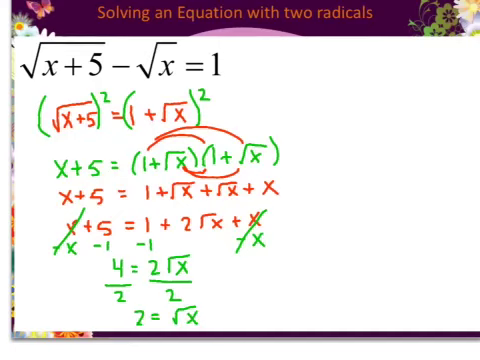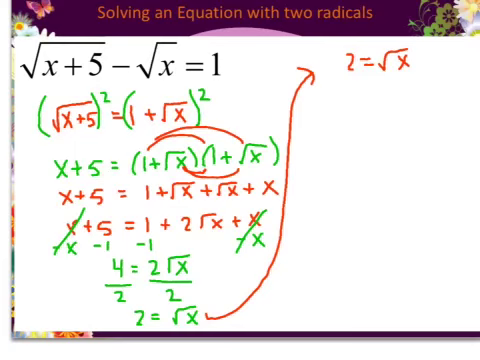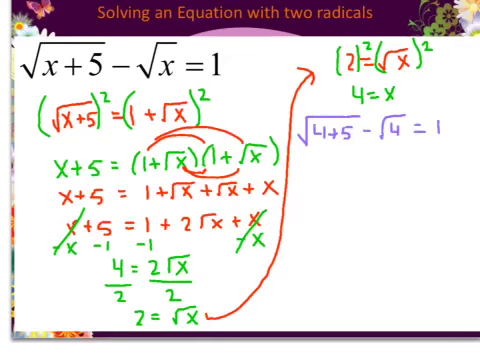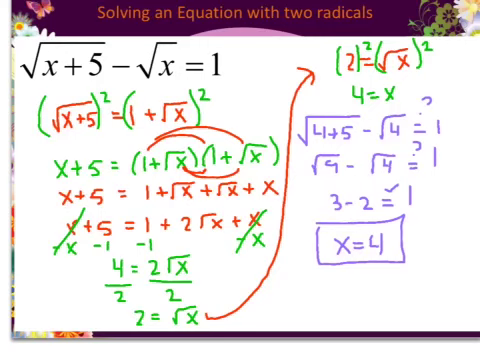So now, again, we have a simpler problem that we must solve. 2 equals the square root of x. So we raise each side to the reciprocal power, which is 2. So I get 4 equals x. Now we must check our answer. So I'm going to go ahead and plug that back in to make sure it works. So I'm going to get the square root of 9 minus the square root of 4. We want to know, does that equal 1? So that's 3 minus 2. It does in fact equal 1. So x equals 4 is my final solution.